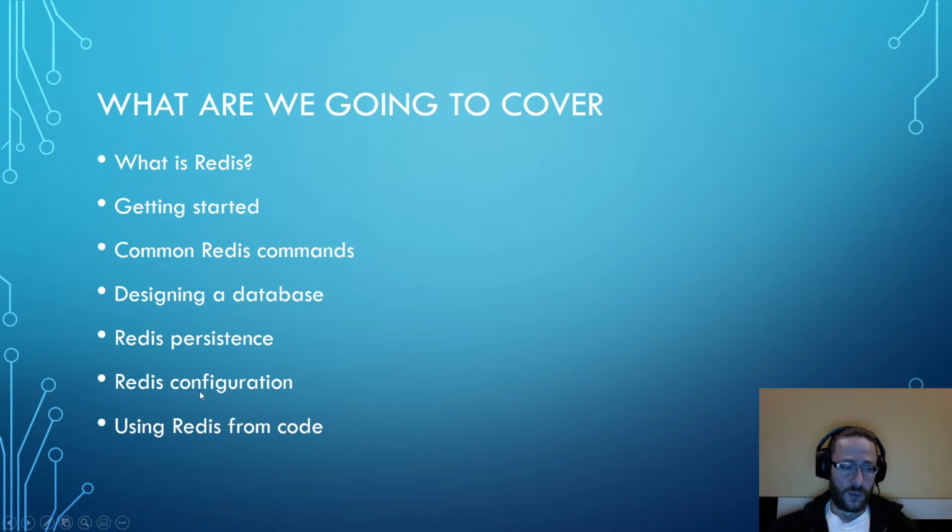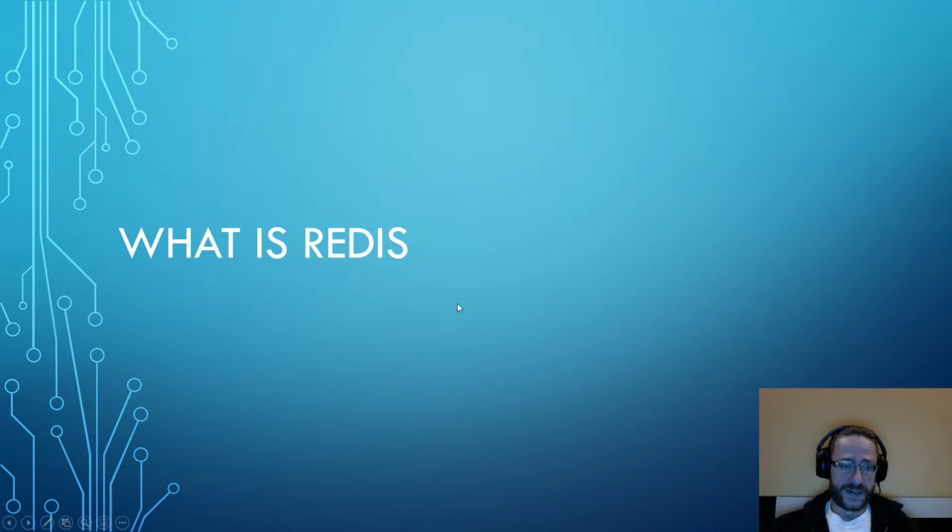And finally, we're going to see how we can use Redis from code. We're going to see smaller demos. I'm going to show you small samples of code which use Redis. And then I'm going to use it in a bigger project. I'm going to install it and cover how to introduce Redis to a project you are already developing, for example.